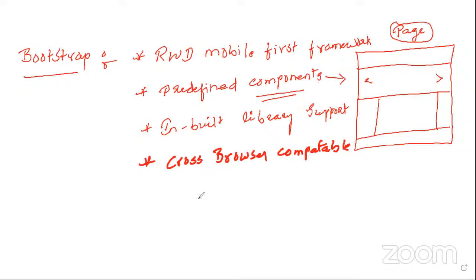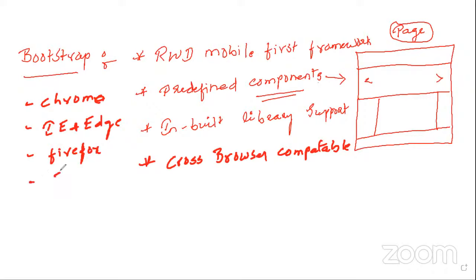What do you mean by cross-browser compatible? Guys, we never know whether users are going to access our website or mobile site using Chrome. If you see popular browsers, Chrome is a popular browser which is developed by Google. Is everybody aware of it? Next, IE, Internet Explorer, and Microsoft's Edge browser. Next, Firefox. Next, Safari. Opera.